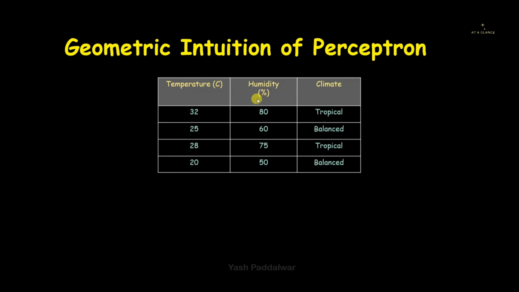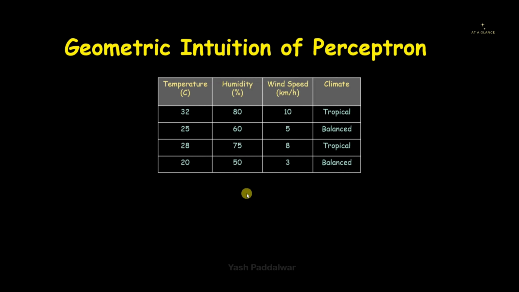Now that was for two input features. What if we have more than two input features? Let's say in this data set, along with temperature and humidity, we get one more feature, that is wind speed. Then in this case, what exactly will the scenario be? Let's have a look at it. So you can see here we have three features and one label. Here again we have two classes only, the tropical and the balanced one. We just have added one feature.